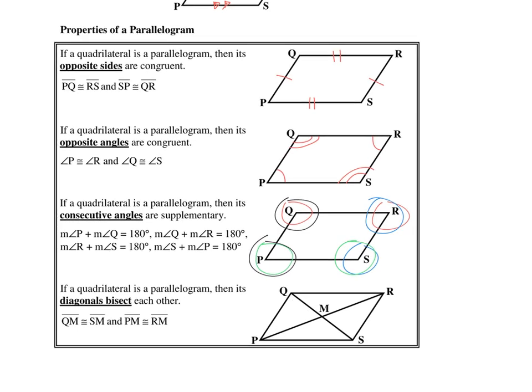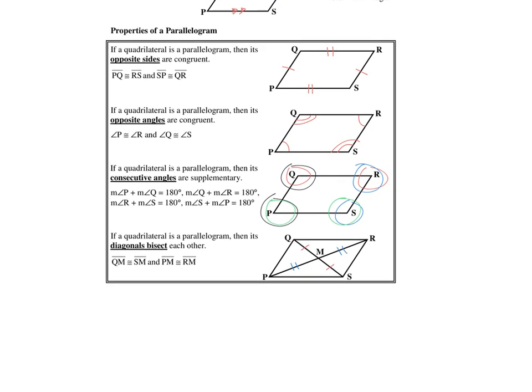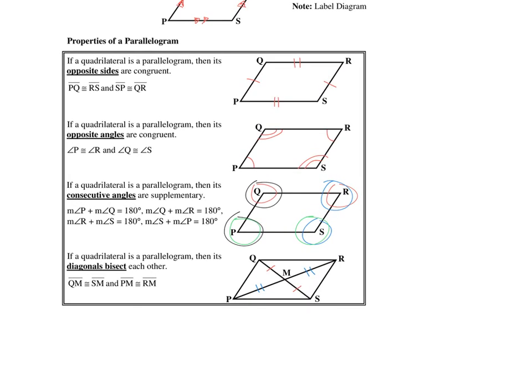And the last one, if a quadrilateral is a parallelogram, then its diagonals bisect each other. All right, they bisect, so they cut each other in half. That piece is congruent to that piece, and PM is congruent to RM. All right, that's all there is to it. So you have all these properties to work with now for parallelograms. Let's do some examples and apply them.